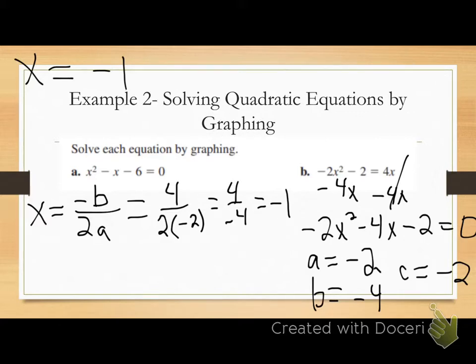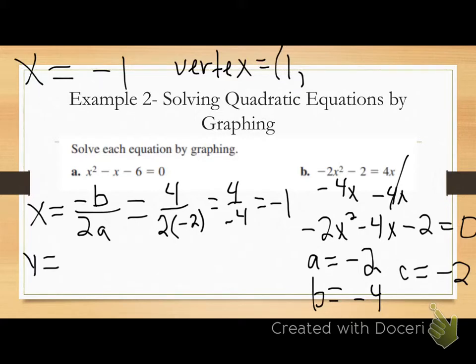What else did I just find? The first part of the vertex, the x value of my vertex, correct? So I found the x value of my vertex. How do I find the y value? I got to do f of opposite of b over 2a. So I'm just plugging my x value into my function.